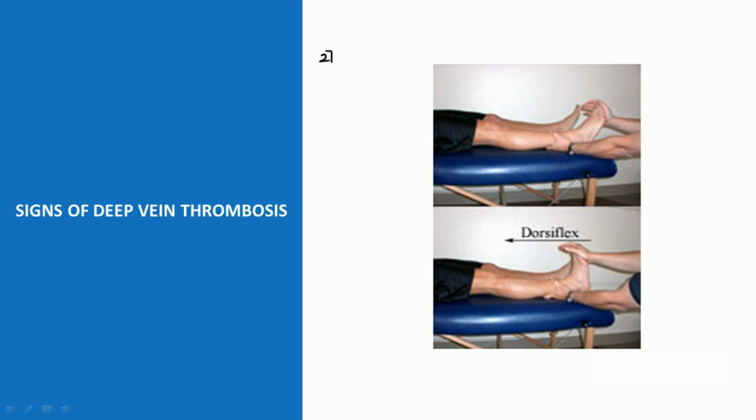The second sign for DVT is Bancroft's or Moses sign. So what is this sign? When you try to compress the calf muscle against the tibia forcefully, this will produce pain, and this is seen in DVT.